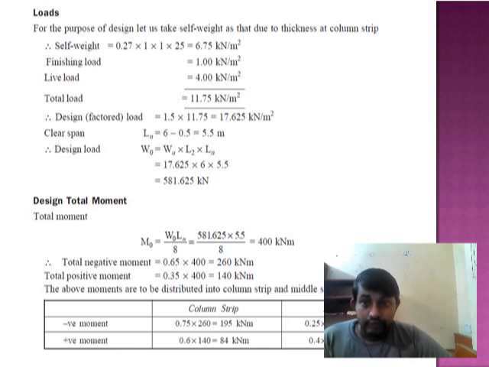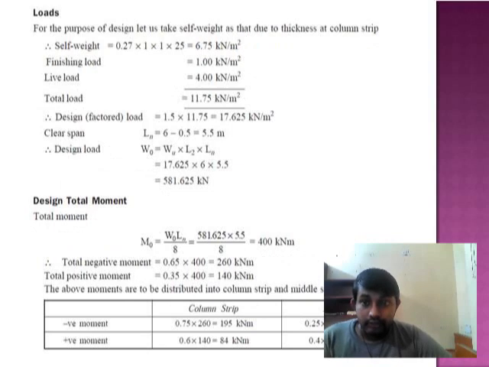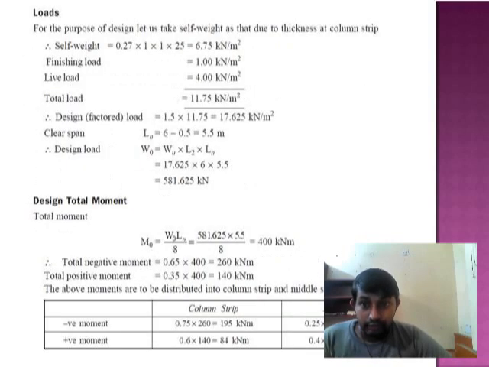Finishing load we are considering as 1 kilonewton per meter square. Live load is also given in the question as 4 kilonewton per meter square. So total load is nothing but 6.75 plus 1 plus 4, equal to 11.75 kilonewton. Now going to calculate the factored load. Factored load is nothing but 1.5 into 11.75, equal to 17.625 kilonewton per meter square.